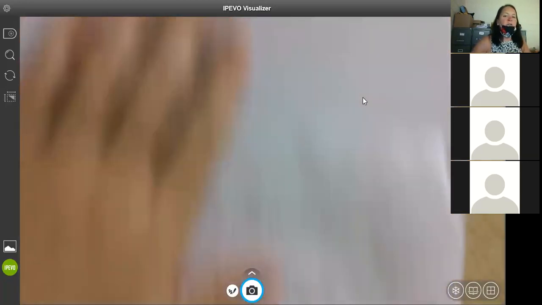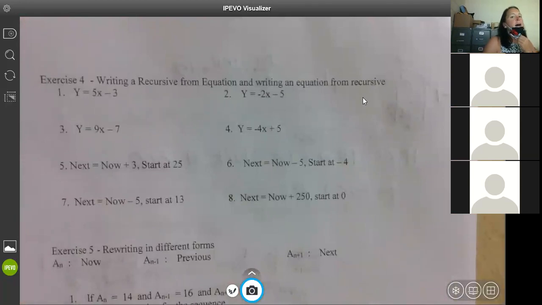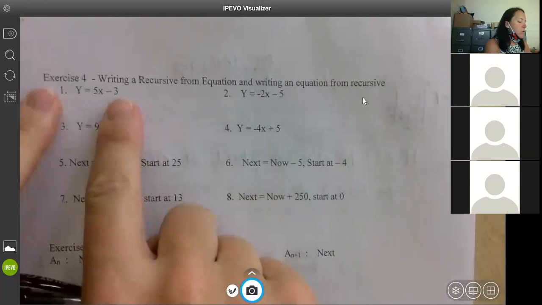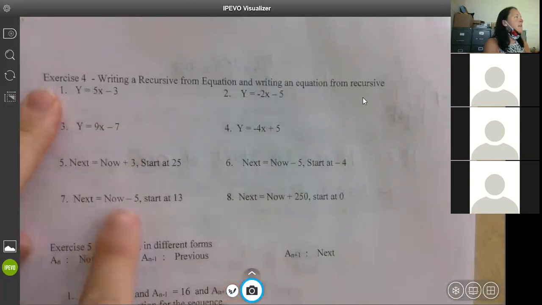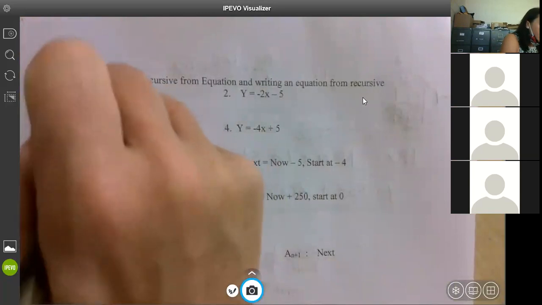This is what you'll see on your quiz. This will take you no time at all. So I need to write recursive and equations. So this is an equation. Next now is recursive. So when they give you this, you're automatically writing a next now.